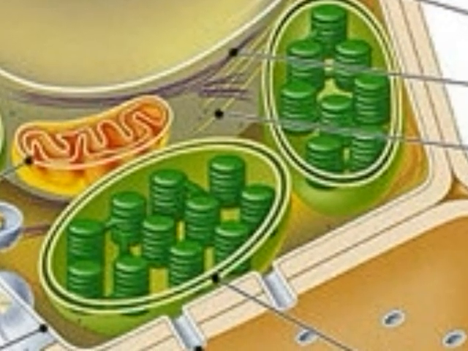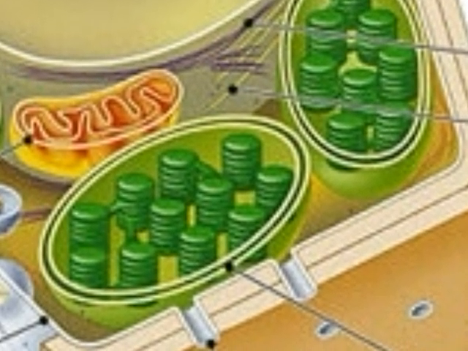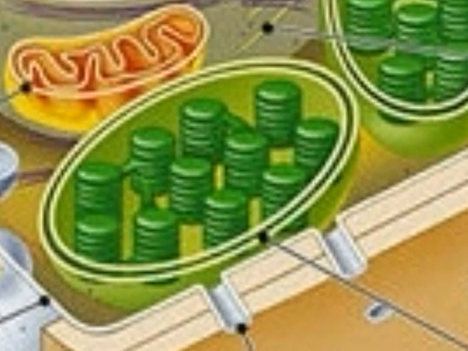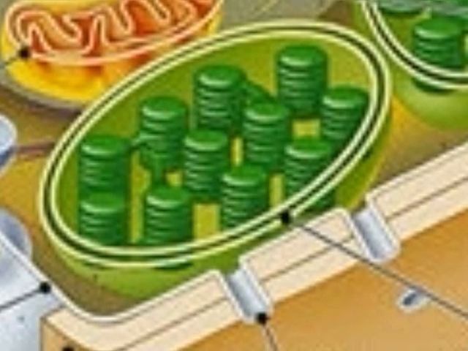Plants also have chloroplast. Chloroplast is the site of photosynthesis. It produces food using light energy, CO2, and H2O. It also gives plants their green color.